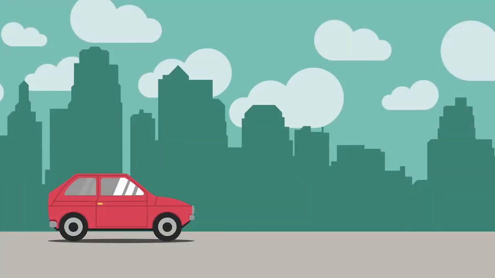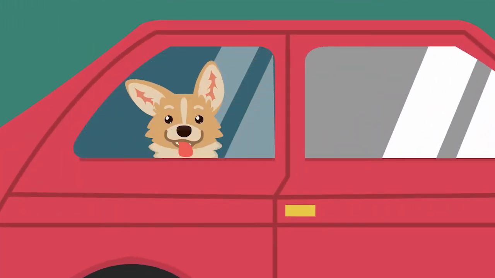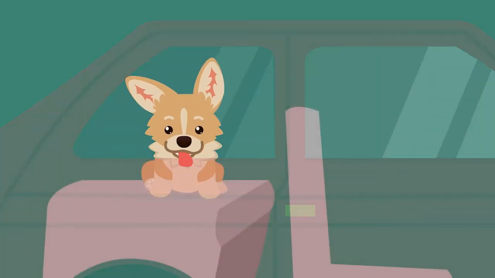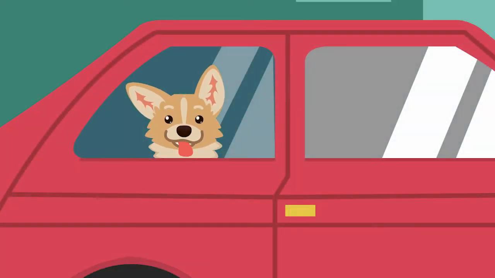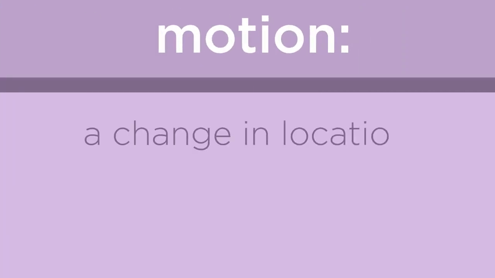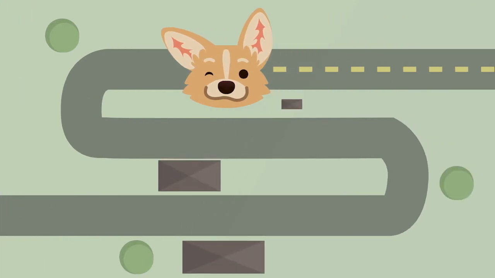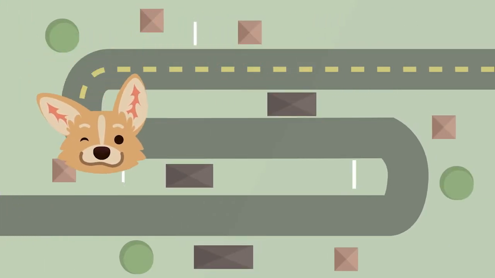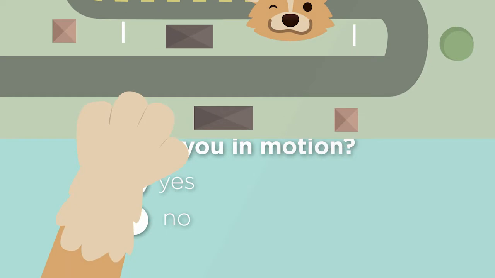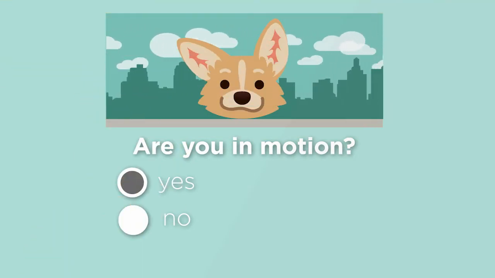If you're sitting in the back seat of a car traveling down the street, are you in motion? Although you're not moving your legs, you and the car are both in motion. Motion is defined as a change in location that is relative to other objects. As you travel down the road, you see buildings, houses, and signs pass by. Because your location is changing relative to those objects, you are in motion.